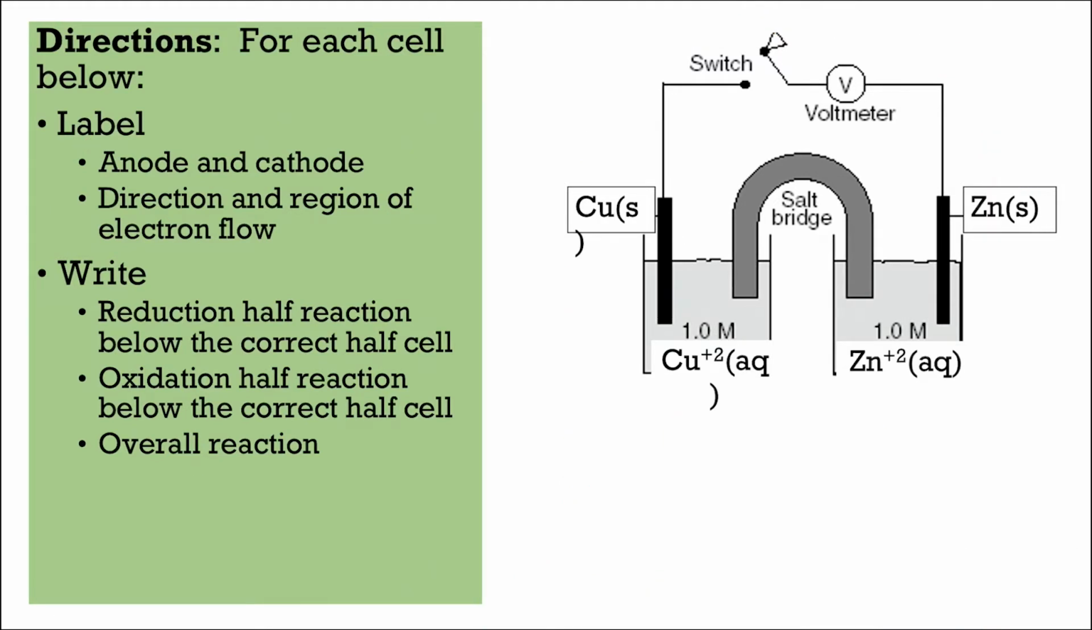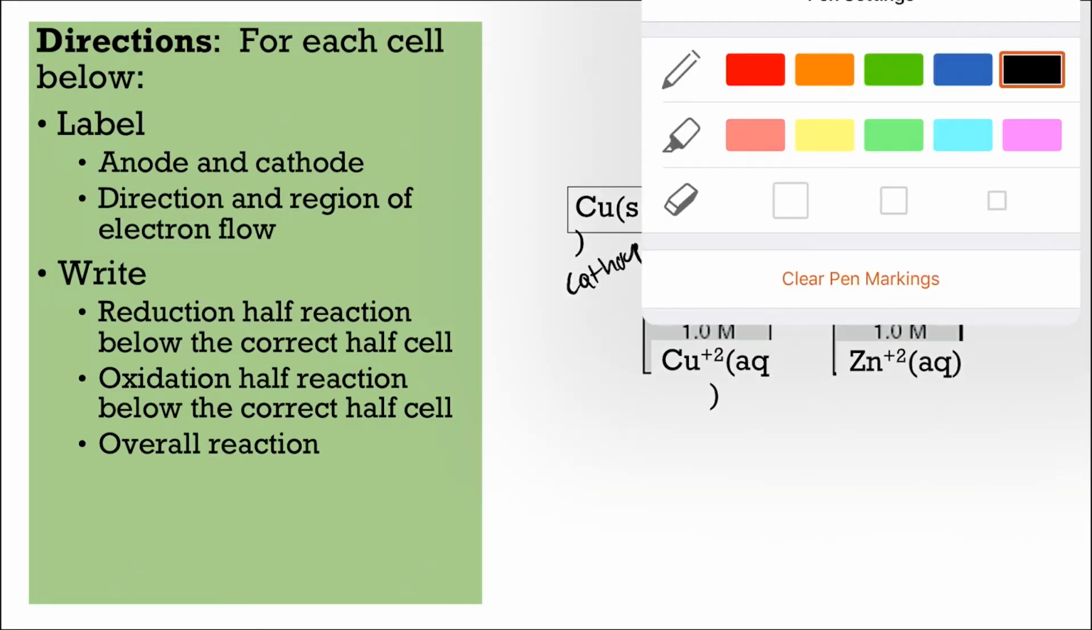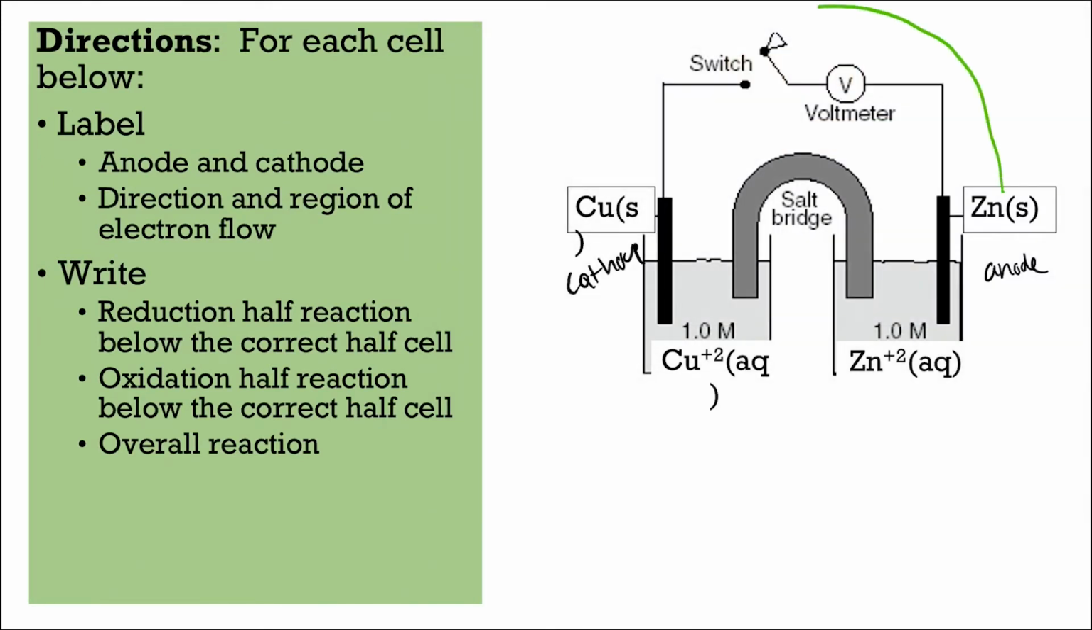We want to, again, first step is to figure out which is the anode and which is the cathode. So the higher up on table J means you're oxidized, which means you are the anode. So zinc is the anode. That means copper is the cathode. Electrons always flow anode to cathode. So if it helps you, write anode to cathode a bunch of times, you can do that.